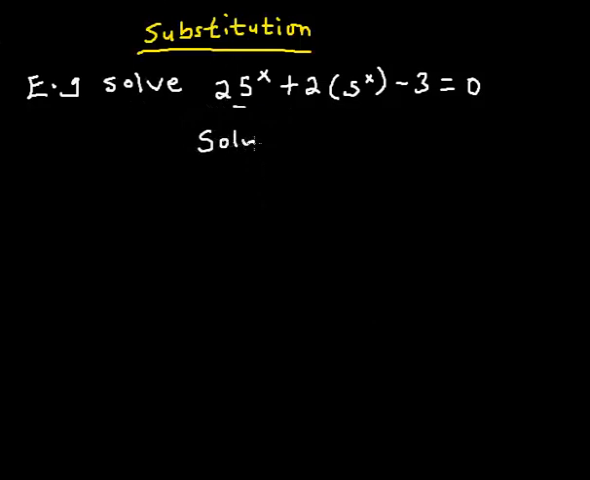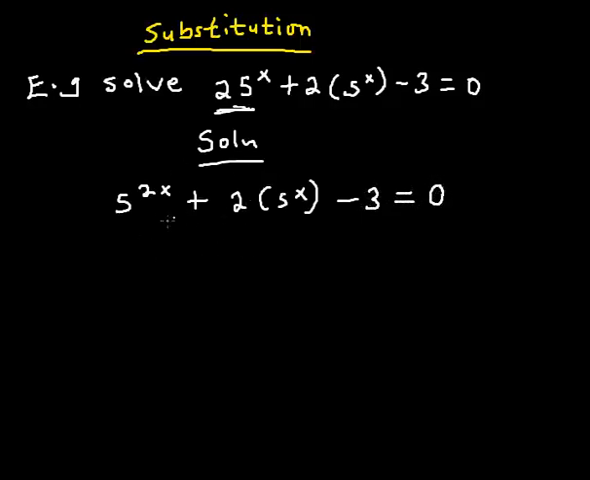Let me express 25 in index form. 25 is 5 raised to power 2, so I have 5 raised to power 2x. Then here I have 2 times 5 raised to power x. So the power of the exponent of 5 is reducing: here it is 5 raised to power 2x, now it has reduced to 5 raised to power x. Then I have a constant value. Once you see an exponential equation of this nature, you know very well that you apply substitution to solve it.